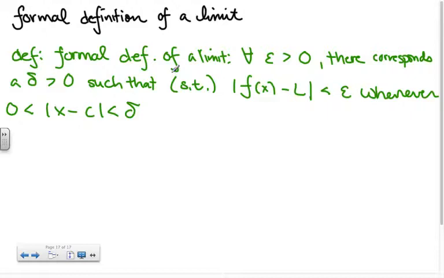Okay. There's this formal definition of a limit, and it sounds really complicated. This is often called the delta epsilon definition of a limit. Alright, so I'm going to draw a picture for you guys to help you visualize what I'm talking about.